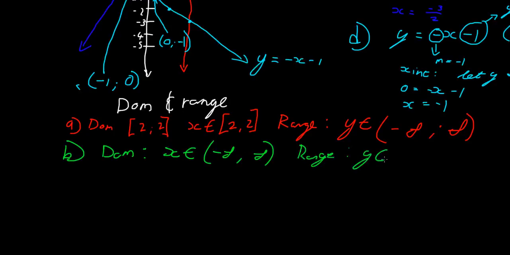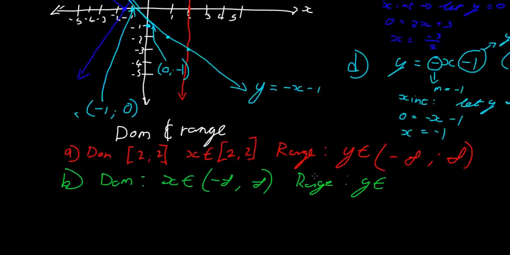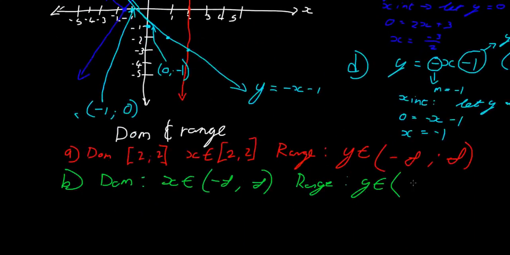The range, y is an element of, and if we look at the y, do you see that it sits on y equals 3 and it never moves away from y equals 3? So y is an element from, and it includes 3 because it's sitting on the point 3. So from 3 to 3.